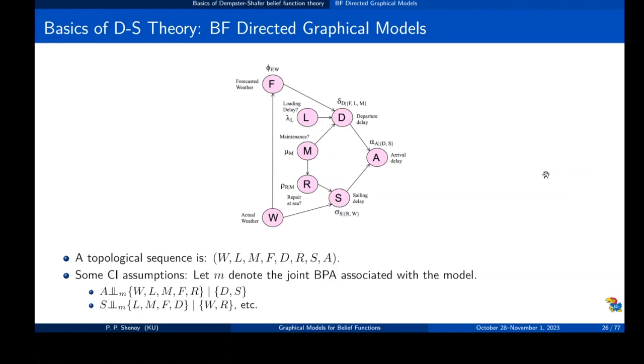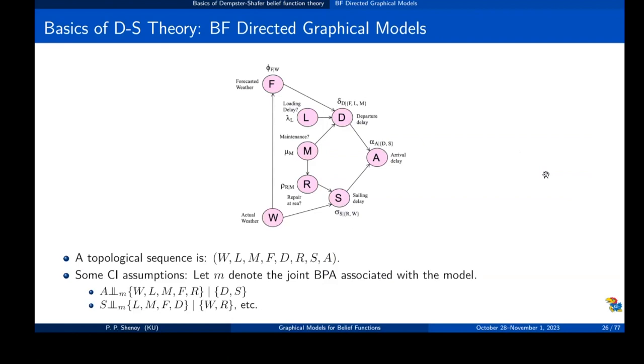So for S, for example, if I take S, S's parents are R and W. And so S is independent of all the variables that come before it, given R and W. So given R and W, S is independent of all the other variables.